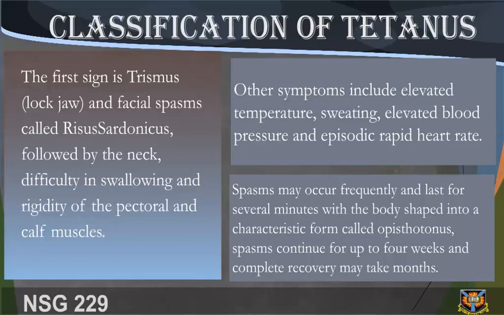Other symptoms include elevated temperature, sweating, elevated blood pressure, and episodic rapid heart rate. Spasms may occur frequently and last for several minutes, with the body shaped into a characteristic form called opisthotonus. Spasms continue for up to 4 weeks, and complete recovery may take months.